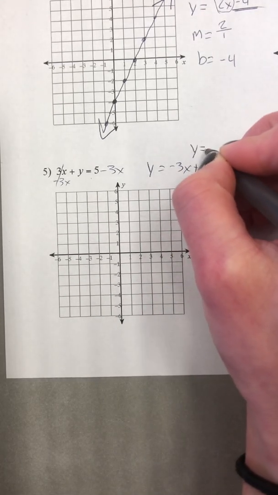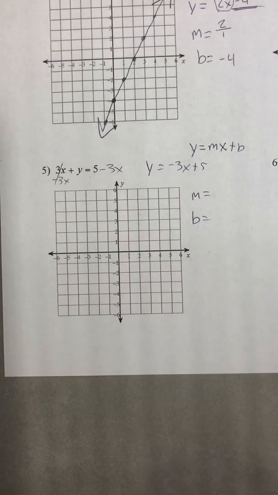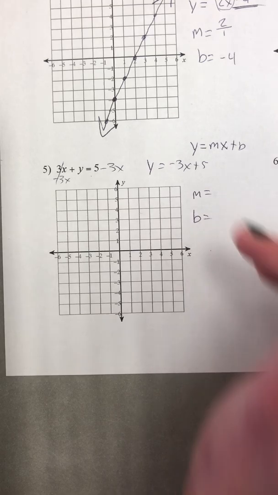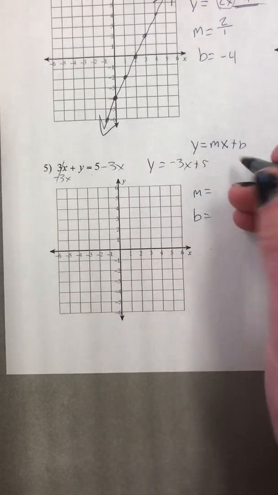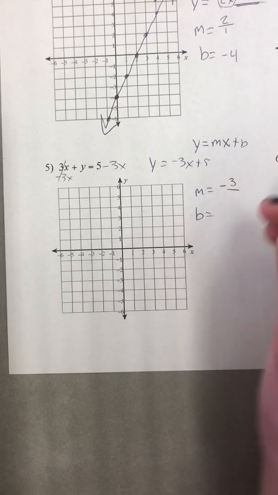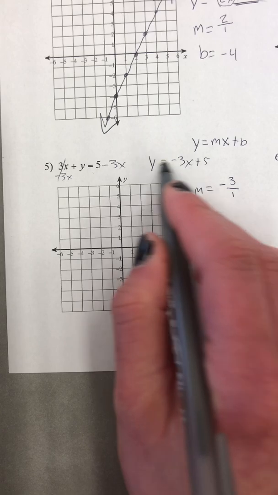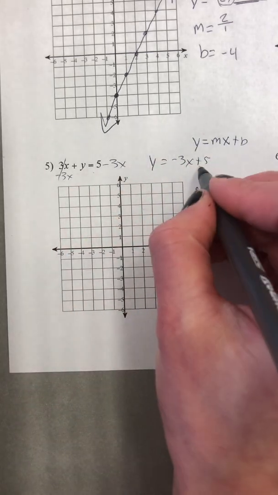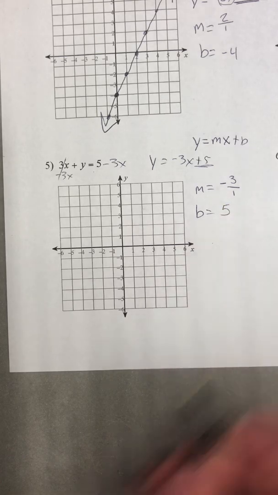Again, slope-intercept form is y equals mx plus b, where m is the slope and b is the y-intercept. M is always the number paired with our x. So this time the number paired with our x is -3. So the slope is going to be -3. Remember, if it's an integer, it's always over 1. And for this one, our y-intercept is the constant, or the number without the variable, which is 5.